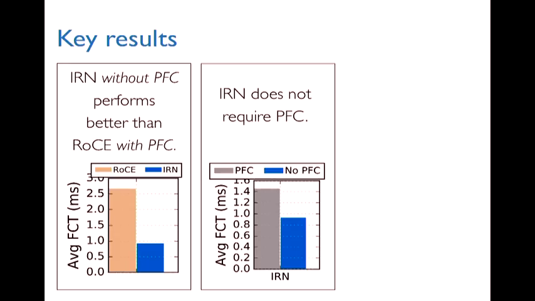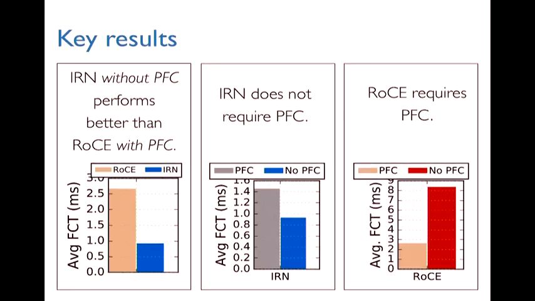Now the next natural question that one might be thinking is, given that PFC performance can be so bad, did it even help to begin with? What would happen if I disable PFC with RoCE as it is implemented today? So we next disabled PFC with RoCE, and we found that disabling PFC significantly degrades performance. This is because of RoCE's use of go-back-N loss recovery, which has too many redundant retransmissions and therefore increases congestion. So what this result tells us is that the changes made by IRN are important to eliminate the need for a lossless network.